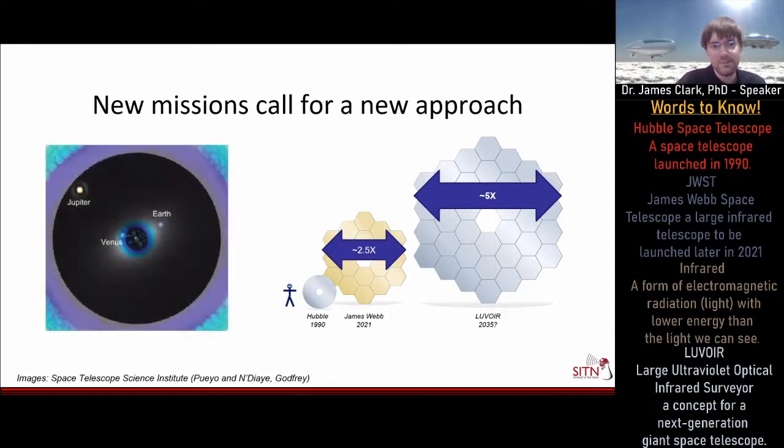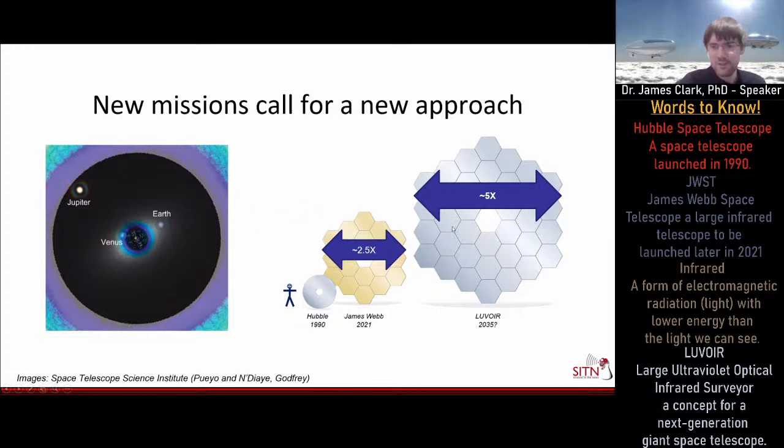And that means that it'll be able to zoom all the way in and see individual planets around other stars. This image on the left is a simulation of what this telescope might see if it were at another star looking at our solar system. And we want to be able to take pictures like this of other stars.